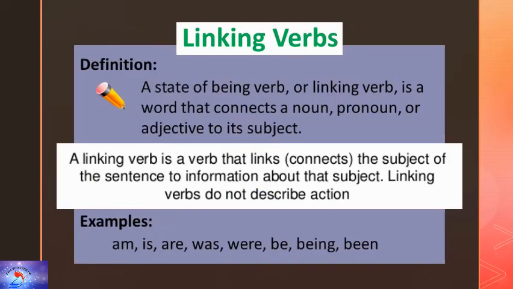Now the next topic that we are going to discuss is linking verbs. A linking verb is a word that connects a noun, pronoun or adjective to its subject. So a linking verb is a verb that links the subject of the sentence to information about that subject. Linking verbs do not describe action. Examples: am, is, are, was, were, be, being, been. This is also called a state of being verb.